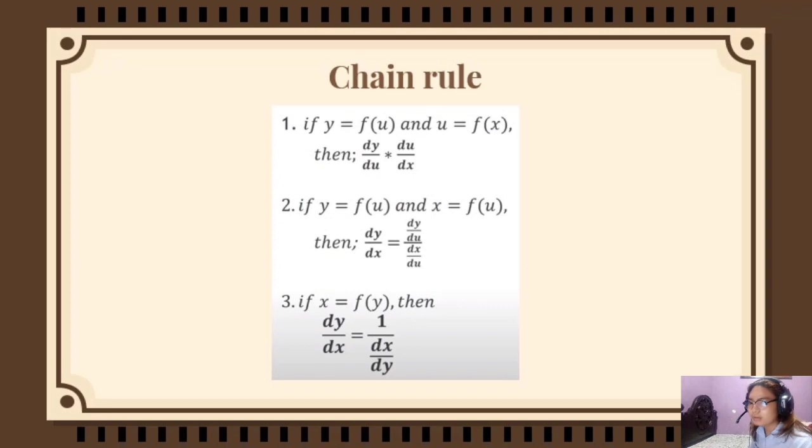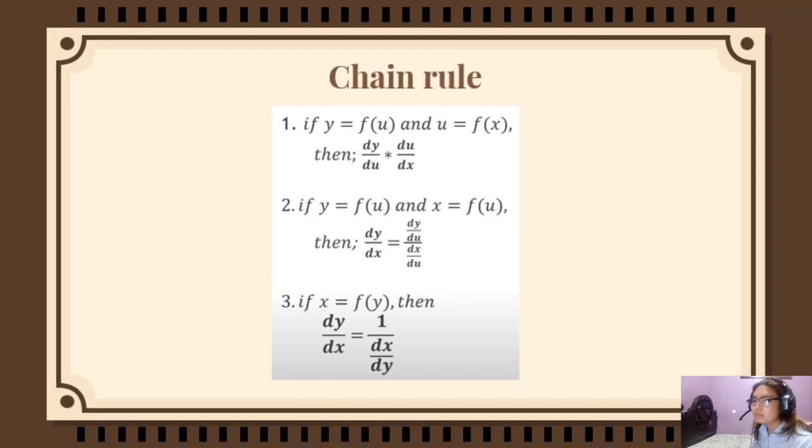Next, the chain rule. If y is equal to f of u and u is equal to f of x, then the derivative of y with respect to x is the derivative of y with respect to u multiplied by the derivative of u with respect to x. Second, if y is equal to f of u and x is equal to f of u, then dy over dx is equal to dy over du all over dx over du. My wording is a bit confusing, but that is the layout itself.